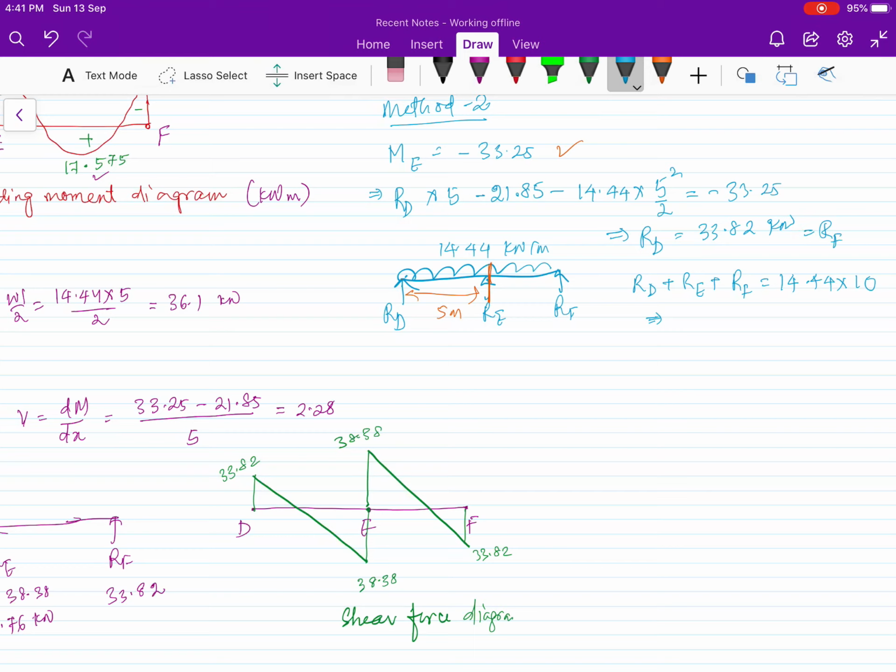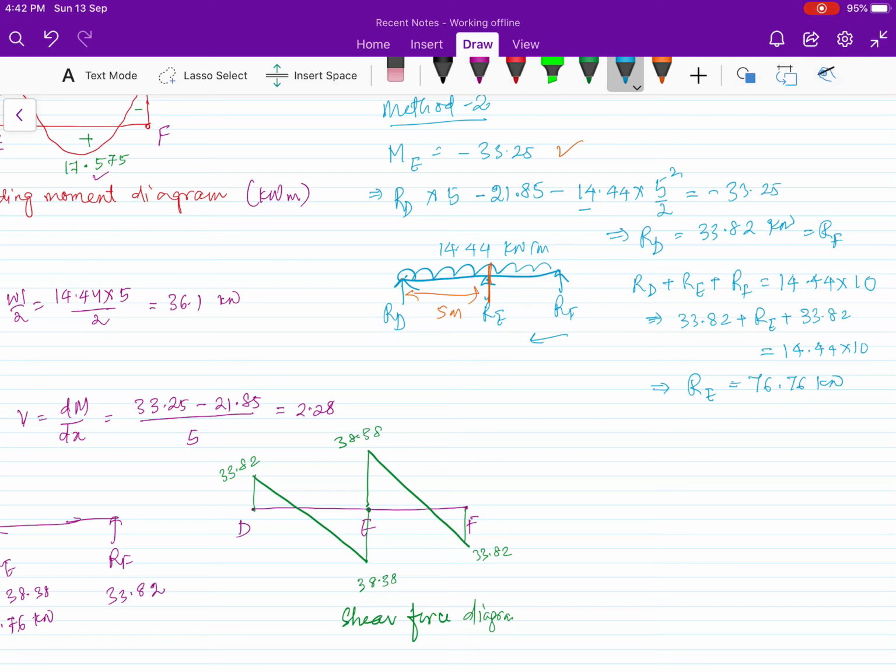If you take the moment from this direction, RF into 5 minus again 21.85 is equal to minus 33.25. You will get RF also the same reaction, and also the load and span are the same, so directly we can write down: RD we know 33.82, plus RE we are going to find out, and RF also 33.82, is equal to 14.44 into 10. So the only unknown is RE. If you solve this, you are going to get 76.76 kilonewton.